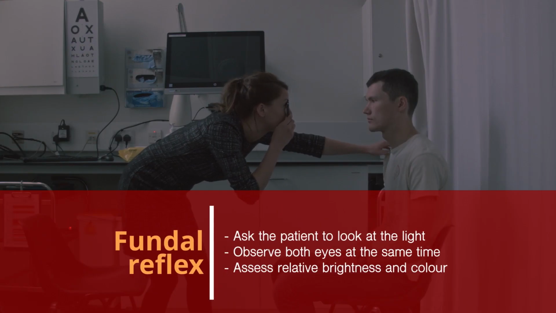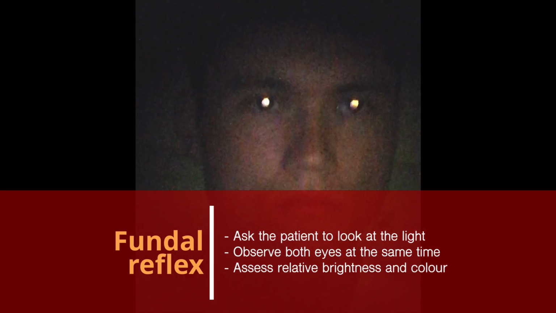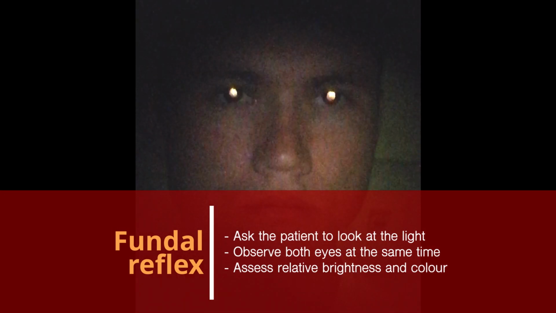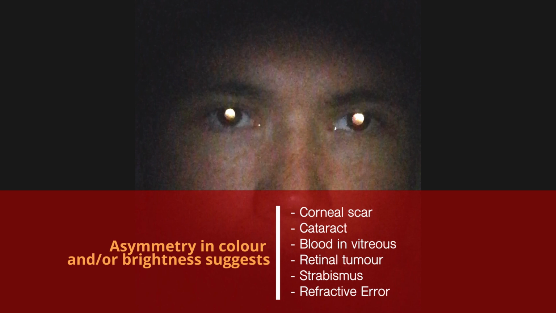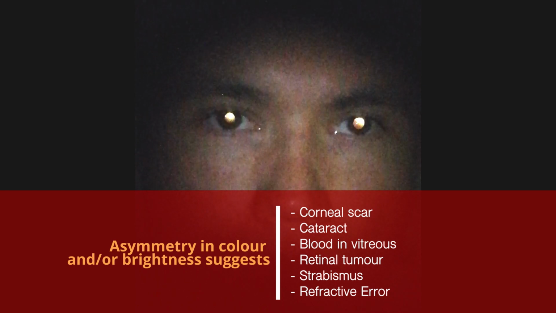Ask the patient to look at the light, observing both eyes at the same time. The light should reflect from the fundus back through the pupils, looking symmetrically bright with similar colour. Any asymmetry suggests an abnormality such as corneal scar, cataract, blood in the vitreous, or a retinal tumour.